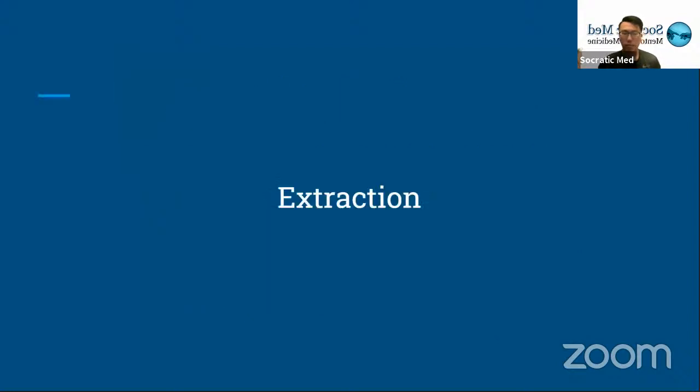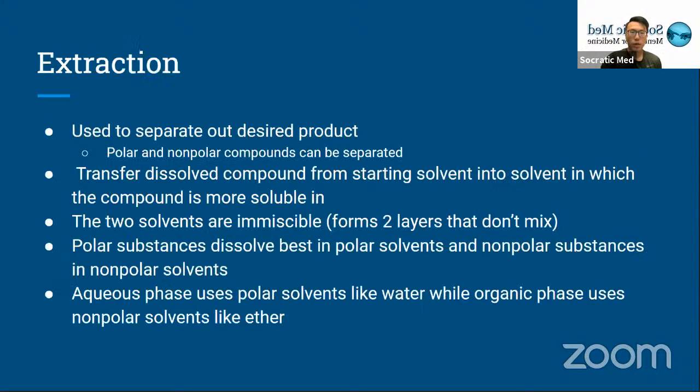So the first lab technique I'm going to go over is extraction. Extraction is used when you want to separate out a desired product from a mixture. This is used most commonly when you're trying to separate polar and non-polar compounds. This is used in organic chemistry lab. So what you do is you transfer the dissolved compound from the starting solvent into a solvent which the compound is more soluble in.